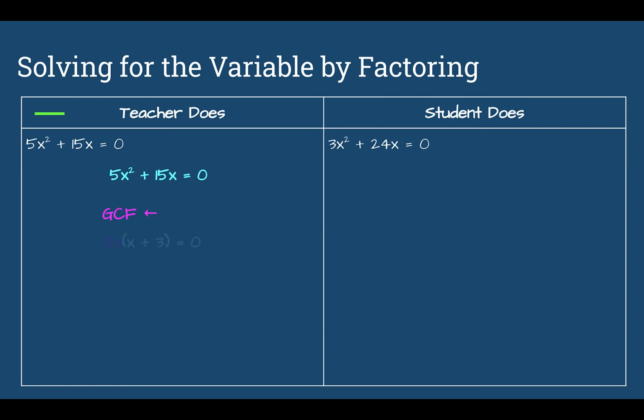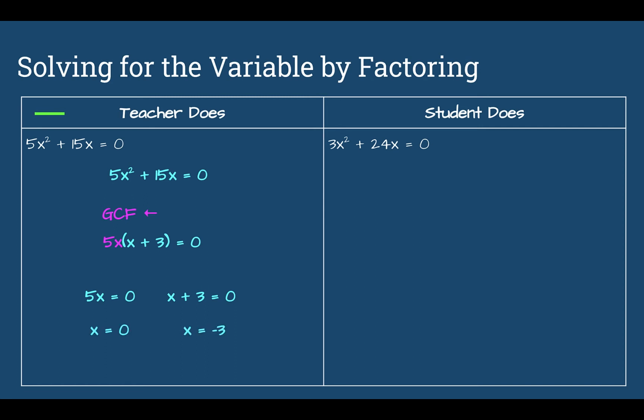In this, I can factor out a 5x. If I do that, 5x squared divided by 5x leaves me with an x, and 15x divided by 5x leaves me with 3. So factoring it out, I have 5x out front and x plus 3 in parentheses. Sometimes this is all you need to do to factor. From here, the steps are the same. I'm going to set each factor equal to 0. So 5x equals 0 and x plus 3 equals 0.